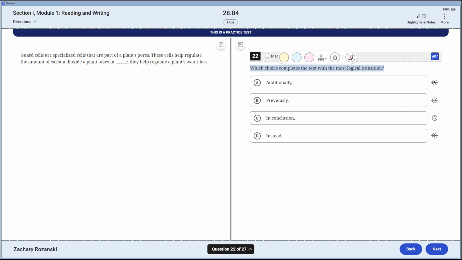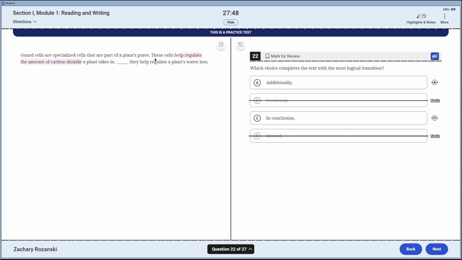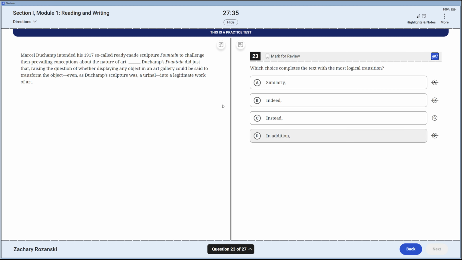We've got another transition question. We've got the regulating of carbon dioxide over here. We're regulating a plant's water loss. These are different things, but I've got nothing spicy in here that shows this is any sort of contrast. 'Previously,' I don't have anything to show like a sequence notion. I wouldn't know what I'm concluding here, but I do find this comfortable concept that pink is not blue, but it supports the overarching concept of what these specialized cells do. 'Additionally' gets my pick. Another transition question.